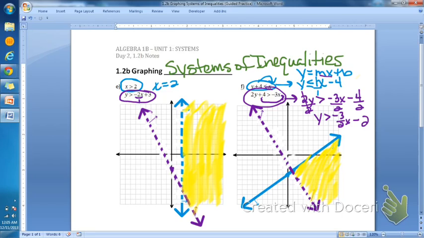You can finish copying this down. Push pause until you finish copying it, and then push play when you're ready to go on to the last example problem.